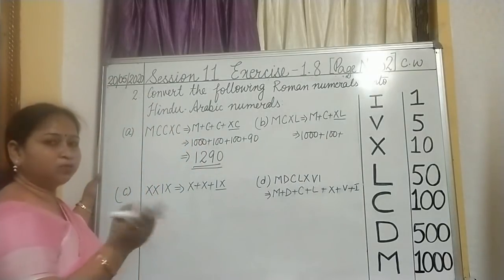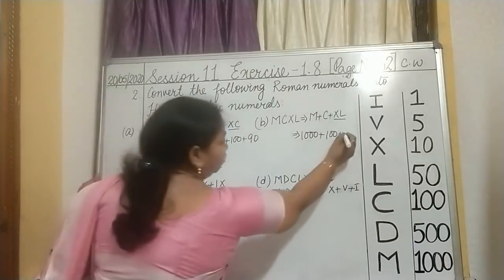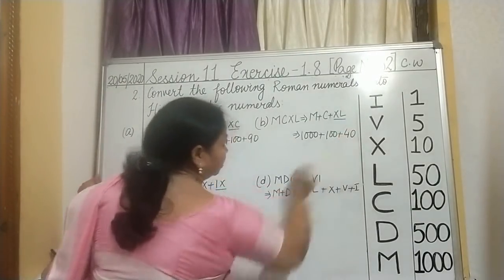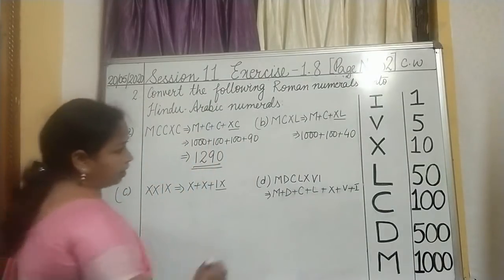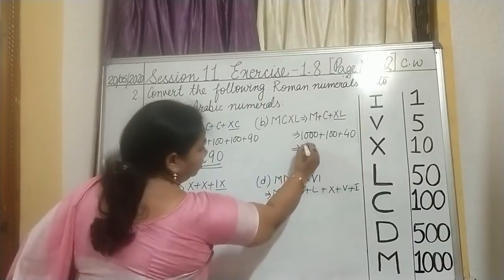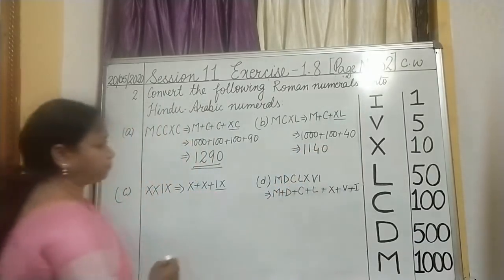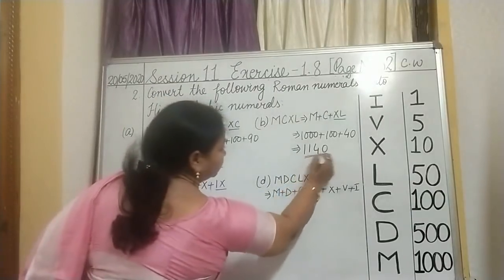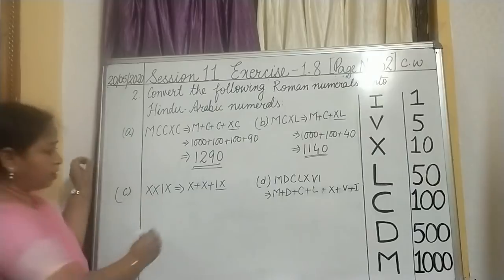So X is before L, that means 50 minus 10, the value will be 40. So we write this down, isn't it? We write down and the answer will be XL. Got the answer for this?